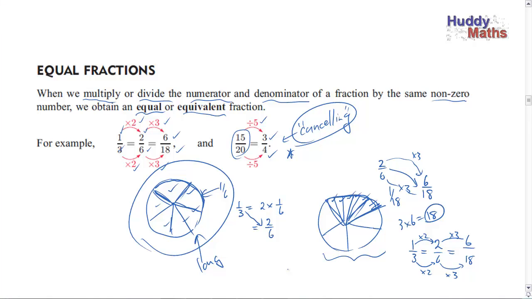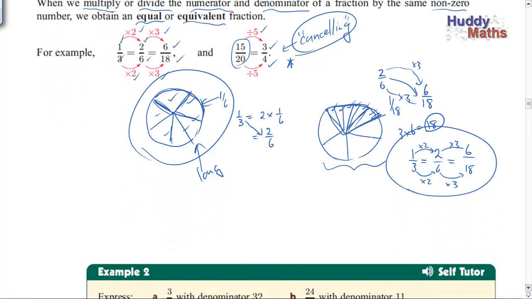All right, so we have our rule here. Multiply top and bottom of a fraction by the same number, and you won't change the meaning of the fraction. Or you can divide top and bottom. Let's go and have a look at some.